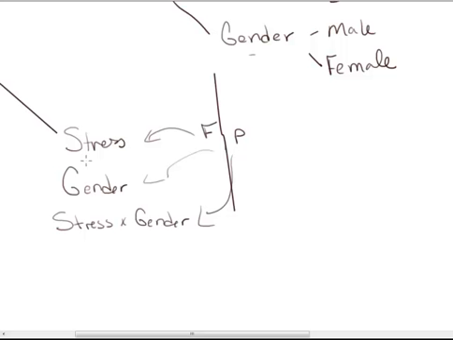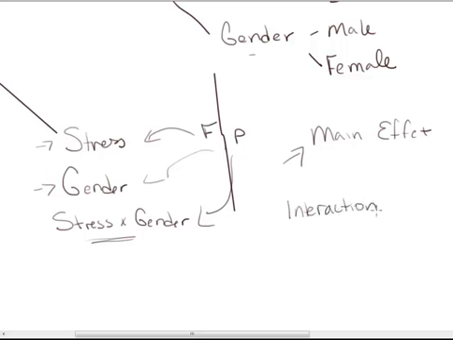So if your stress F statistic is statistically significant, you can say there is a main effect of stress. If your gender F and p-value are statistically significant, you would say there is a main effect of gender. Here for your stress and gender, if these are statistically significant, you would say that you have an interaction effect.